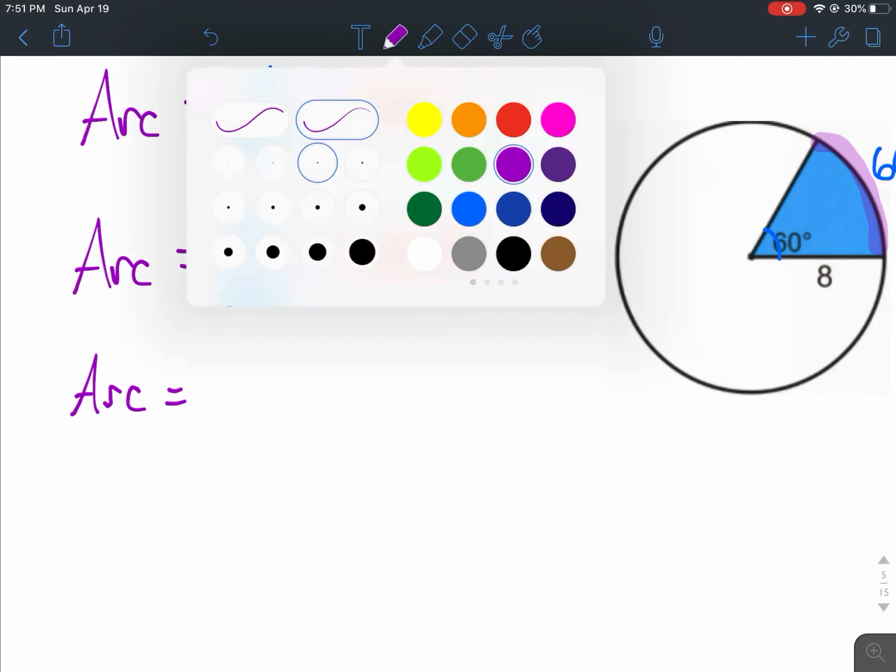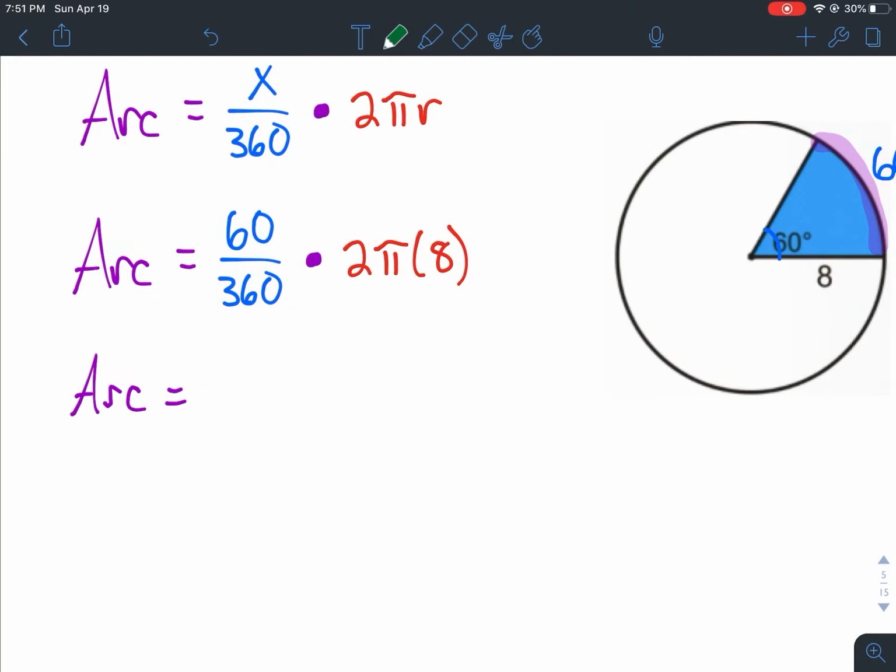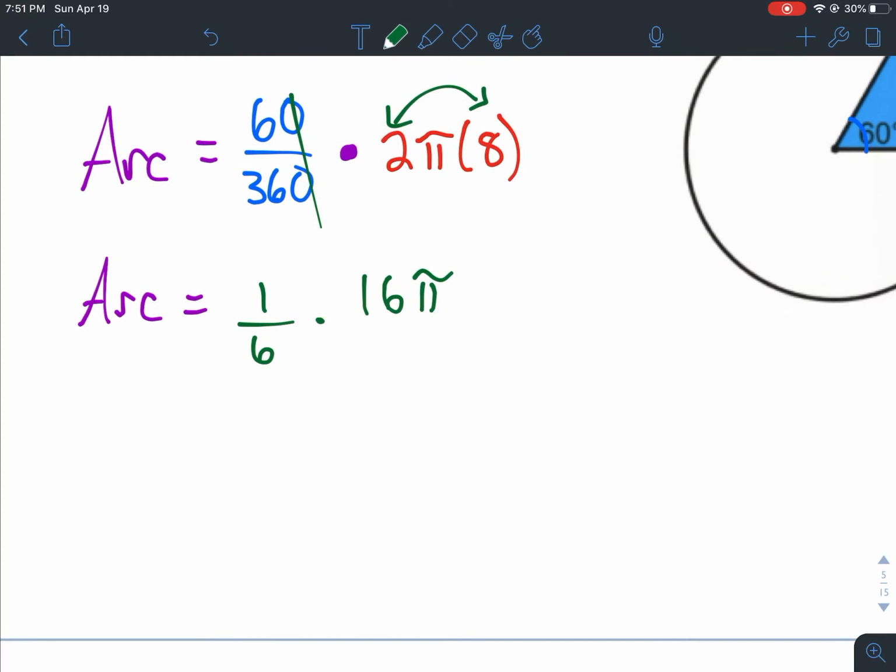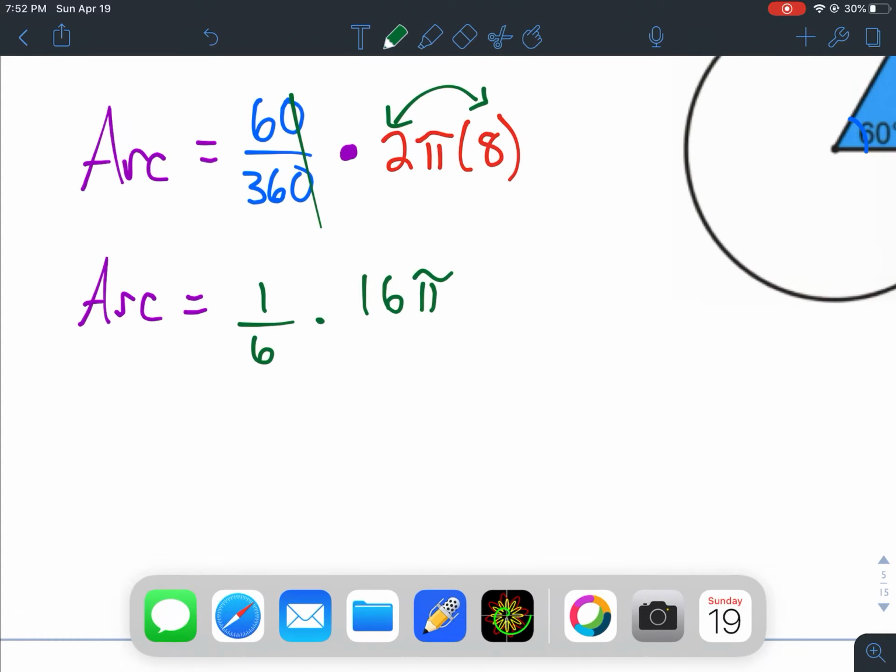So arc is equal to, well, I'm just going to simplify this before I put this in a calculator. Zeros cancel out, so 6 over 36, which is 1 over 6, times 2 times 8. Well, that is 16 pi. So the arc of this is going to be 1/6 times 16 pi. If you don't know what that is off the top of your head, just get your calculator and let's just figure that out.